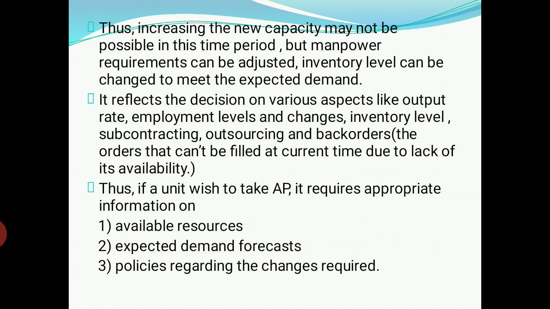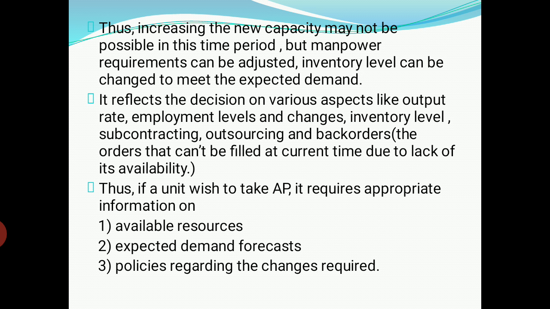Now, if 150 units are expected to be demanded more, then in that case we are not going to buy machines producing 150 units more. What we will do is we will try to manipulate, we will try to adjust with the existing capacity. And that is what is said to be the aggregate planning.